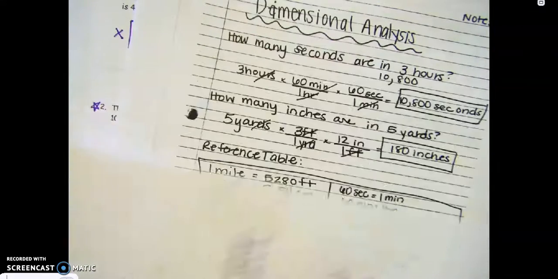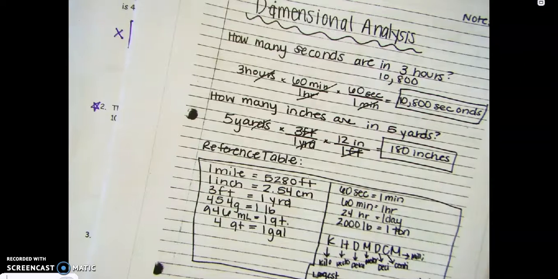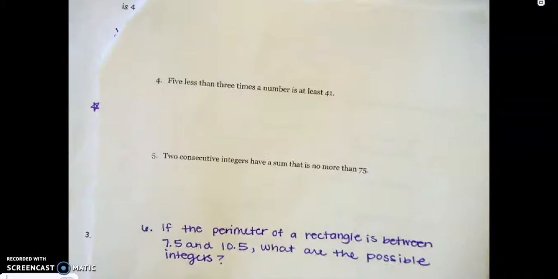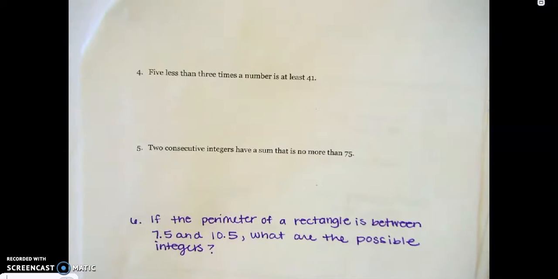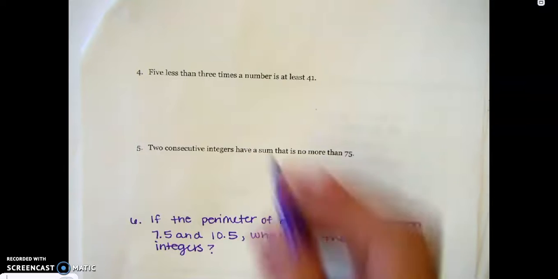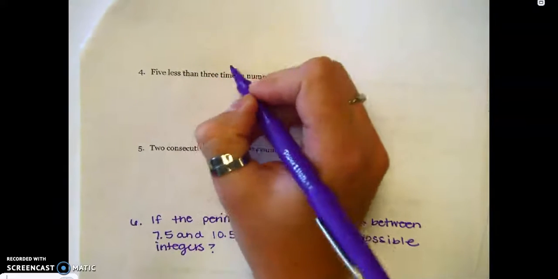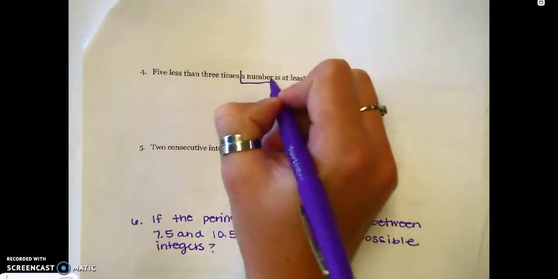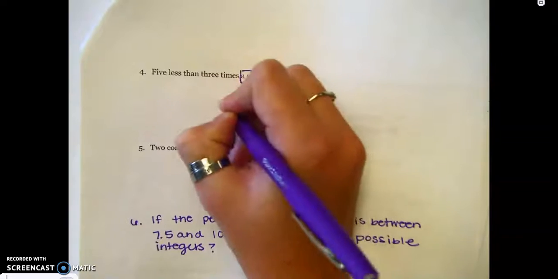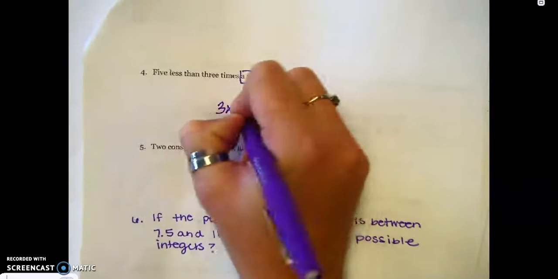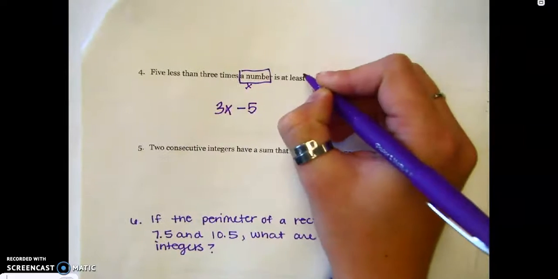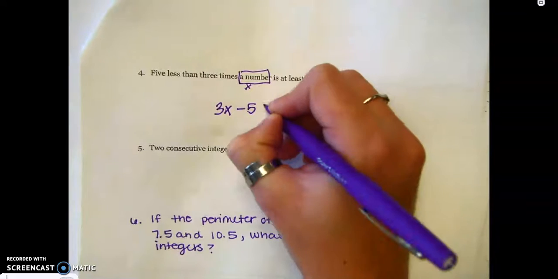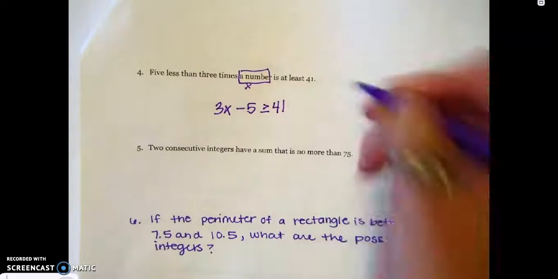If I flip the page, I just have a couple more examples. 5 less than 3 times a number is at least 41. A number would be x. 5 less than 3 times a number is 3x minus 5. At least means I can have greater than, so it's greater than or equal to 41.